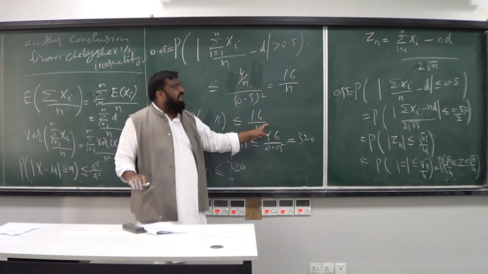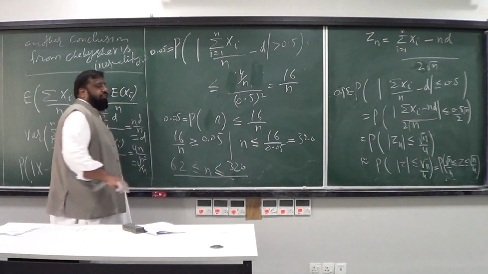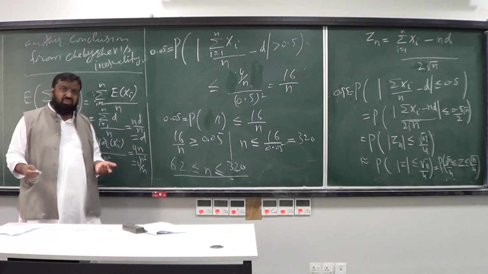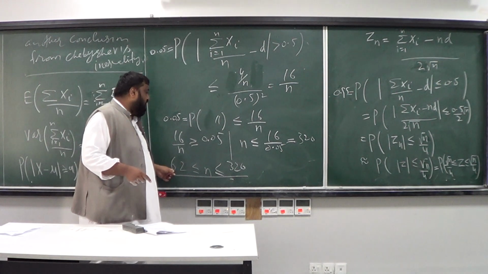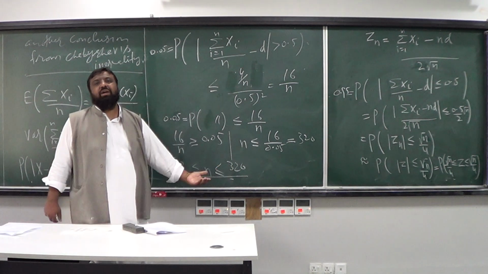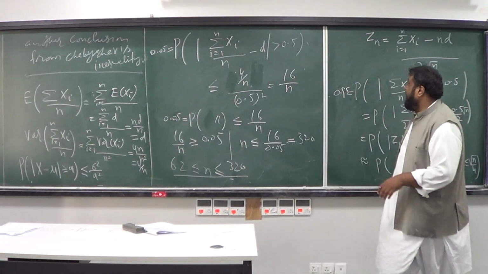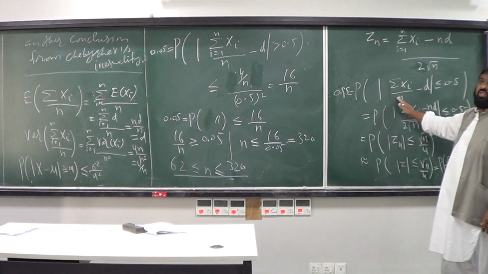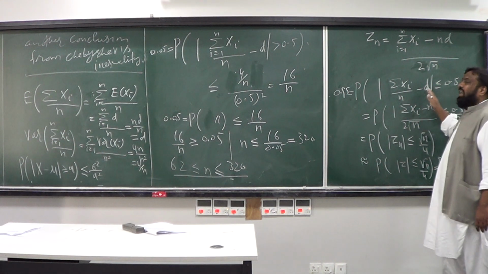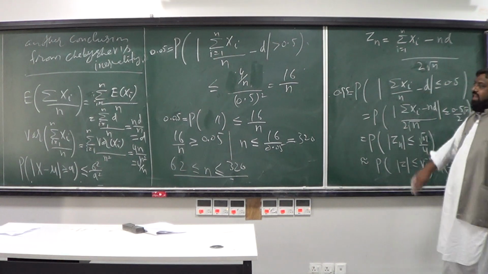So the Chebyshev inequality combined with this gives a very interesting conclusion: if the astronomer is making a number of observations between say 62 and 320, then with 95% confidence he can say that the average of the observed distance between the planet and the star does not differ from the actual distance by more than 0.5 light years.